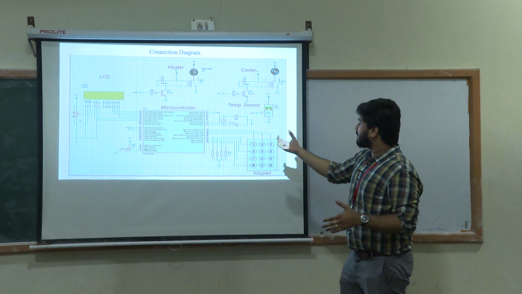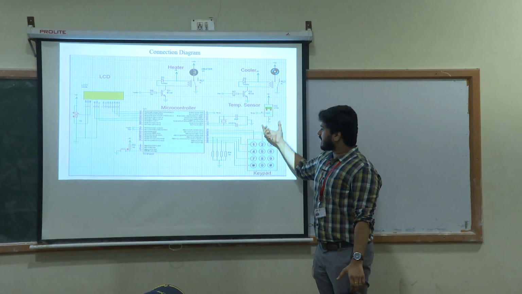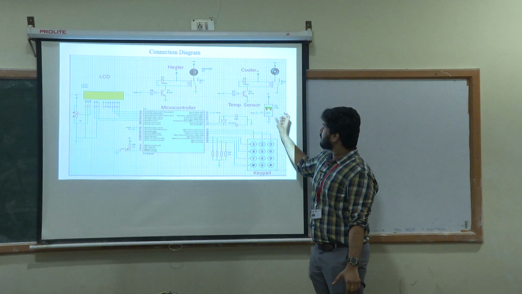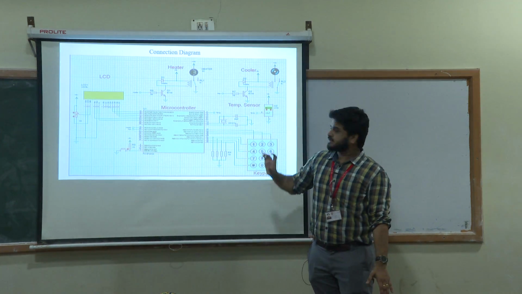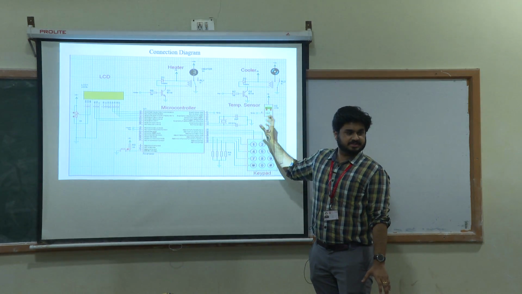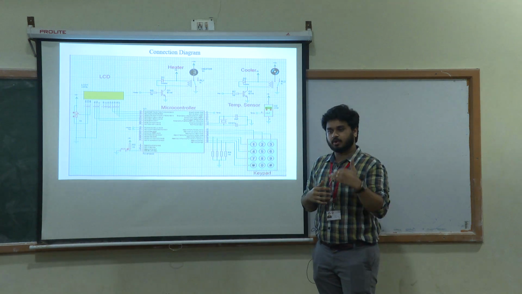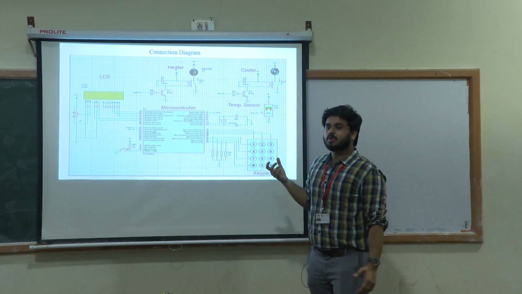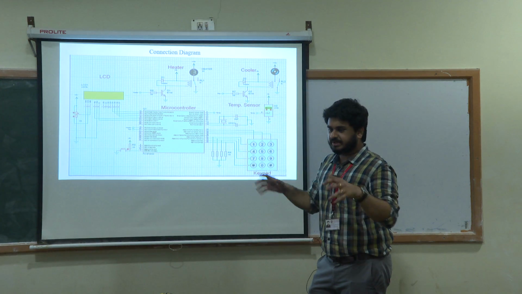For example, the actual temperature is around 30 degrees, but I want only 20 degrees. So the actual temperature is how much? 30 degrees, and I want only 20. Is it high or low? It is high. So what do we have to do? We have to cool down the temperature.